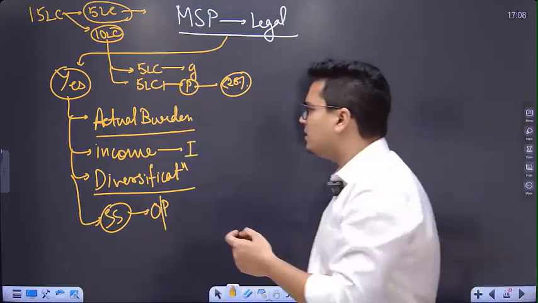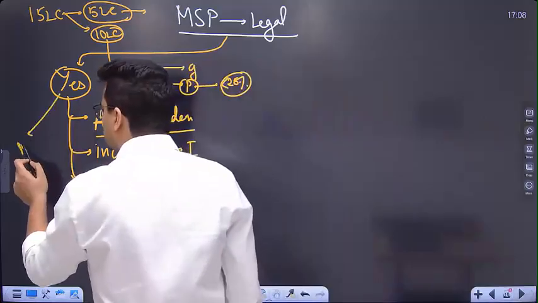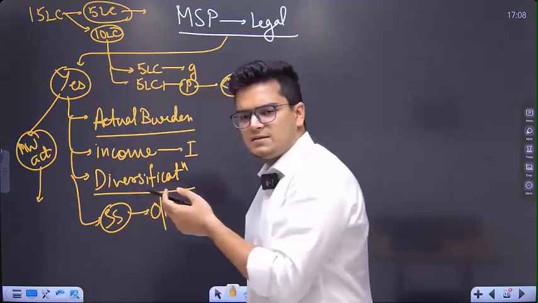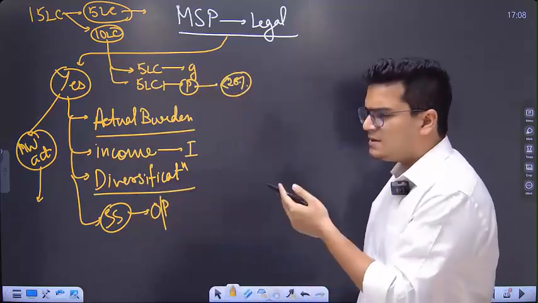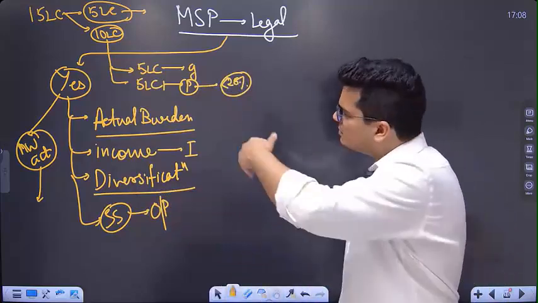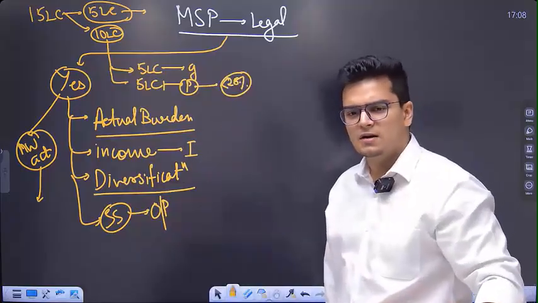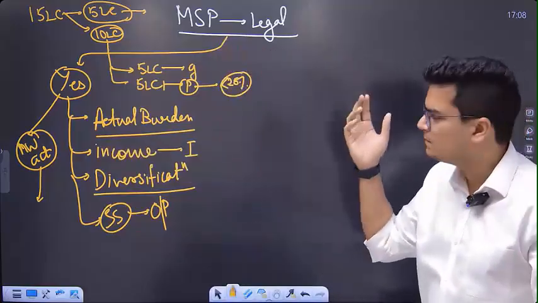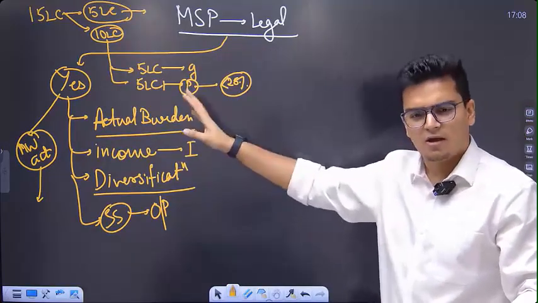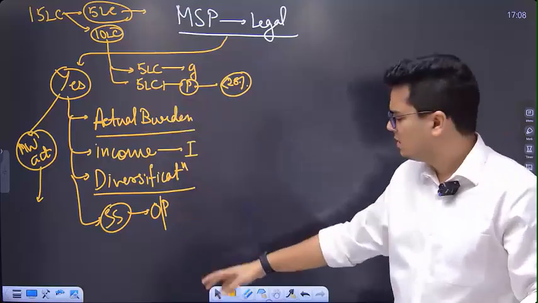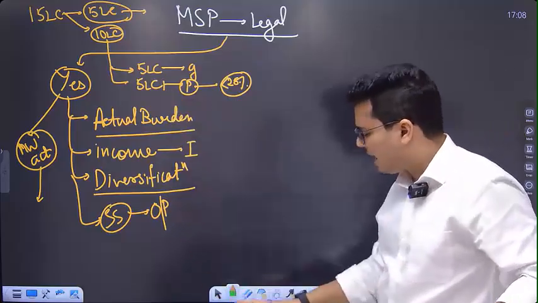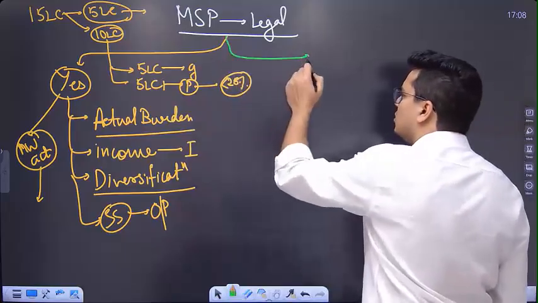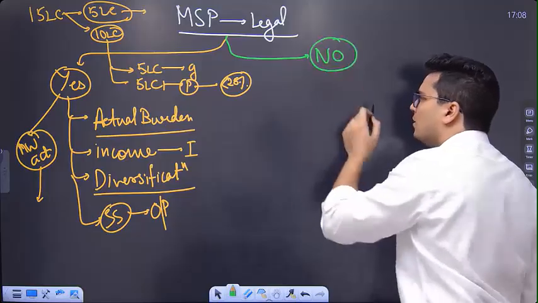The other argument that is made is that there are things like the Minimum Wages Act. Even after the Minimum Wages Act, there is production happening, industrial labor is working. So if there is the Minimum Wages Act, there can be legalization of MSP also. But these arguments, in my opinion, are very shallow arguments. If you are asked this question, the actual answer is that no, MSP should not be legalized because it is a subsidy. You cannot legalize a floor price.